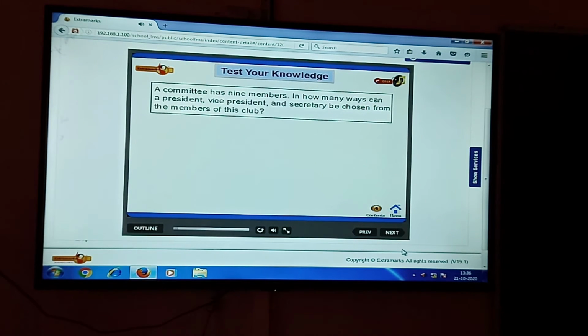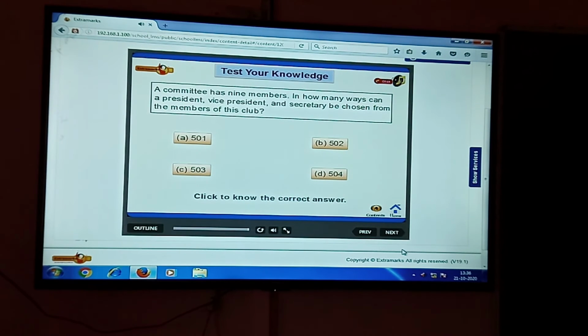Let us find the correct answer for the given question. A committee has 9 members. In how many ways can a president, vice president, and secretary be chosen from the members of this club? A. 501, B. 502, C. 503, or D. 504. Click to know the correct answer.